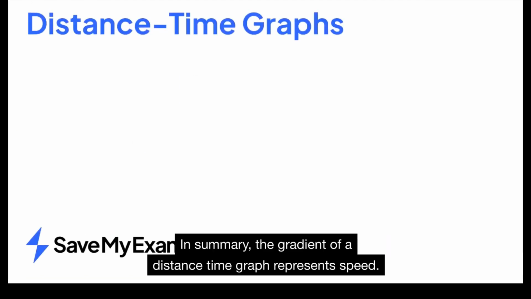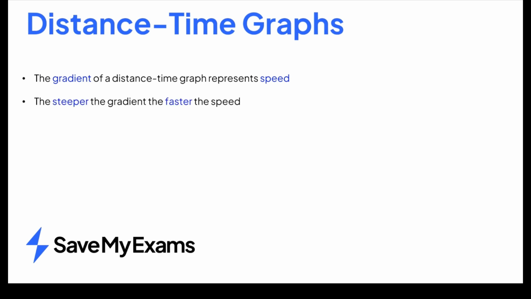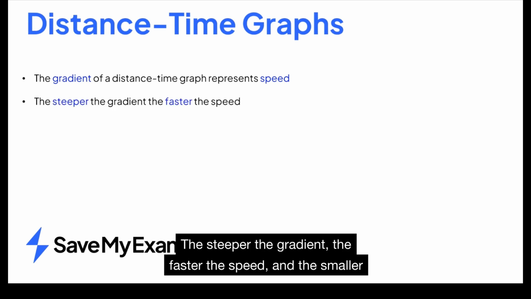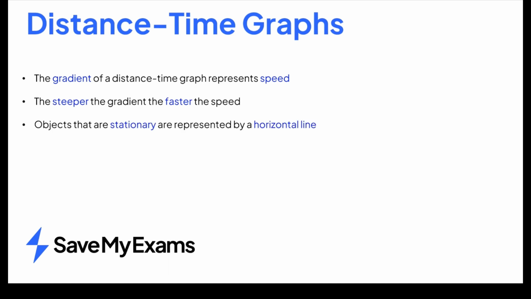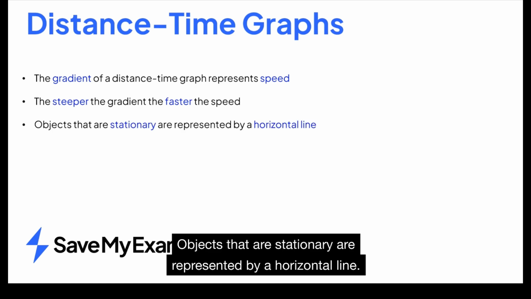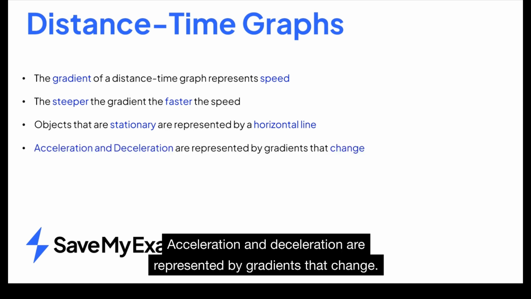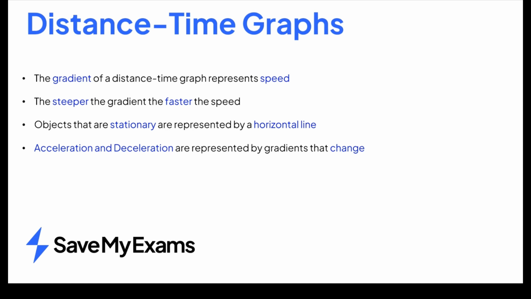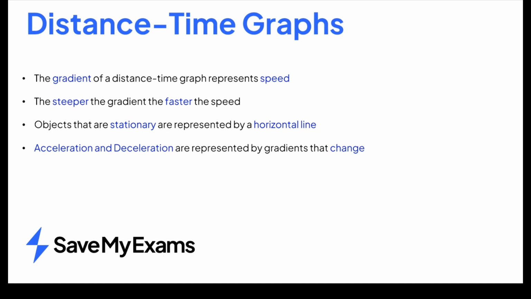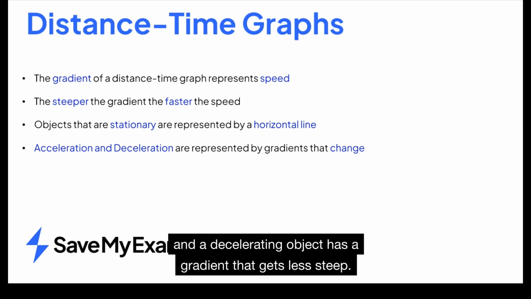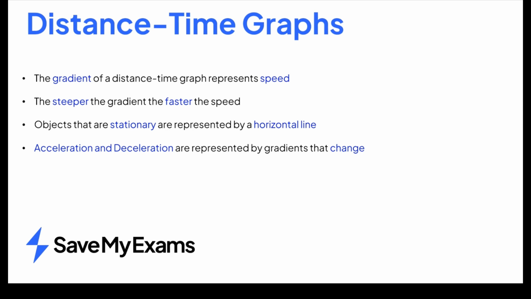In summary, the gradient of a distance time graph represents speed. The steeper the gradient, the faster the speed, and the smaller the gradient, the slower the speed. Objects that are stationary are represented by a horizontal line. Acceleration and deceleration are represented by gradients that change. An object accelerating has a gradient increasing in steepness, and a decelerating object has a gradient that gets less steep.